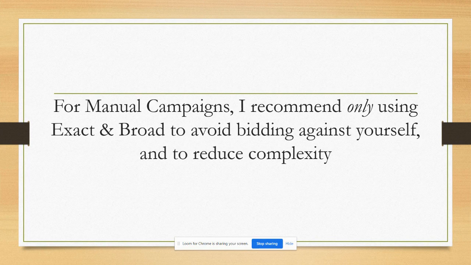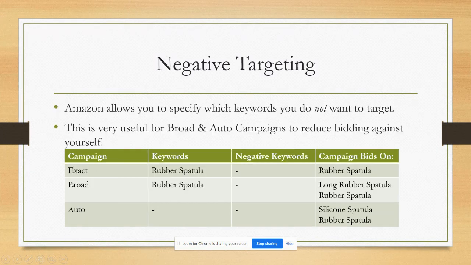Next, we'll discuss negative targeting. Amazon lets you specify which keywords you do not want to target. This is very useful for broad and auto campaigns to reduce bidding against yourself. Let's look at this example where we have no negative keywords. The auto, broad, and exact campaigns are all bidding on the same terms. This makes it extremely difficult to control your bids and your spend.